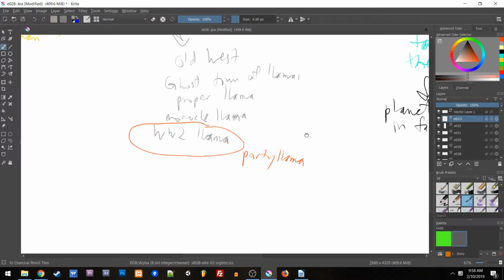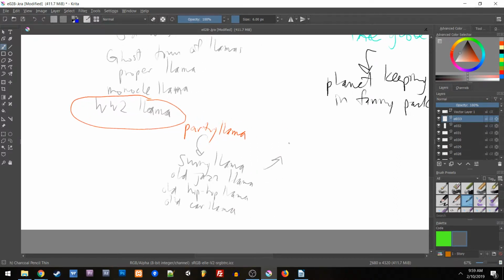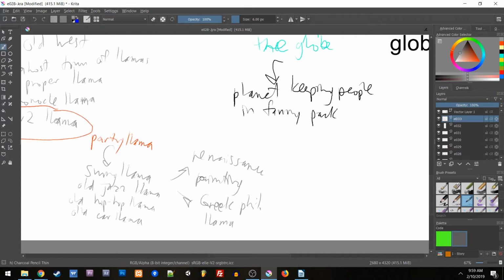So party llama, an old party llama, could be a swing llama, dancing to swing. It could be an old jazz, or it could be an old hip-hop llama. It could be an old car llama. It could be that we have a llama that was into Renaissance painting, a great artist, if we want to go further back in the past. Or it could be Greek philosopher llama. So the idea here is to take a concept and put it way into the past. Now, it's called the old technique, but you could also put it far into the future.